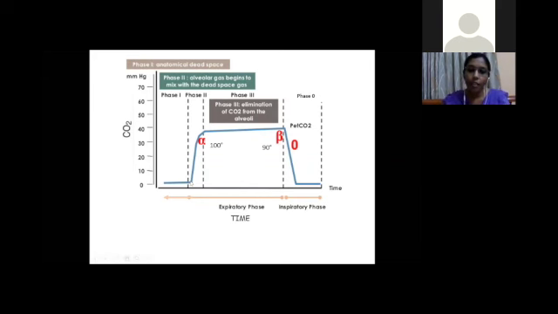The alpha angle is between phase 2, the rapid upstroke, and the plateau phase. The normal alpha angle is 100 to 110 degrees. And between phase 3 and the inspiratory phase 0, the angle we see here is the beta angle, and this is 90 degrees. There's a slight upstroke of phase 3. This is because of the physiological ventilation and perfusion mismatch that is there. So the normal ETCO2 is 35 to 40 millimeter mercury.